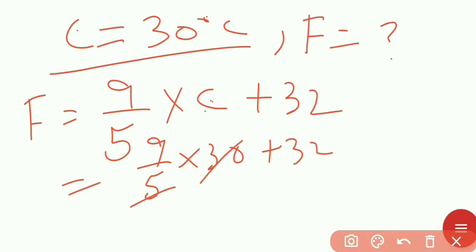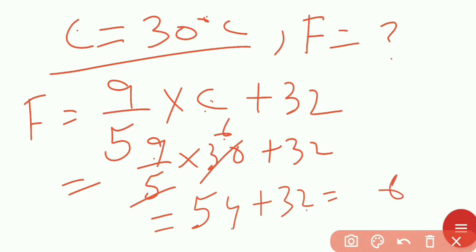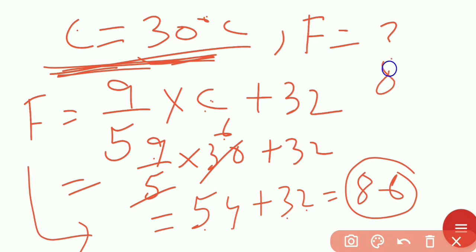So 5 sixes are 30, and 9 sixes are 54, and plus 32. So 4 plus 2 is 6 and 5 plus 3 is 8. So C equal to 30 degree centigrade, then F equal to 86. So answer will be 86 degree F. So in this way, if the value of C is given, then we will calculate the F.